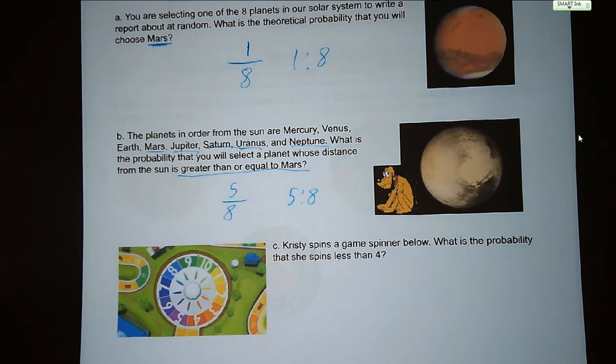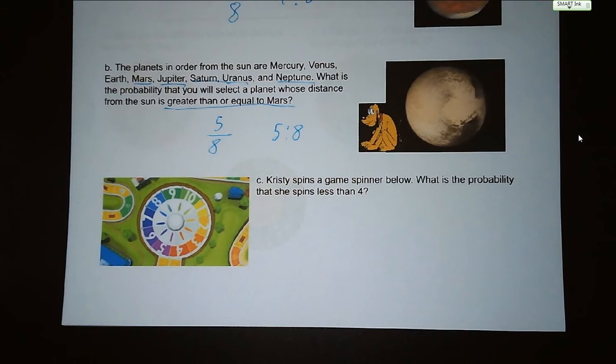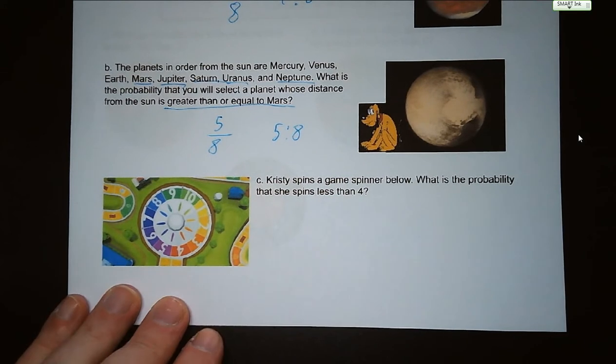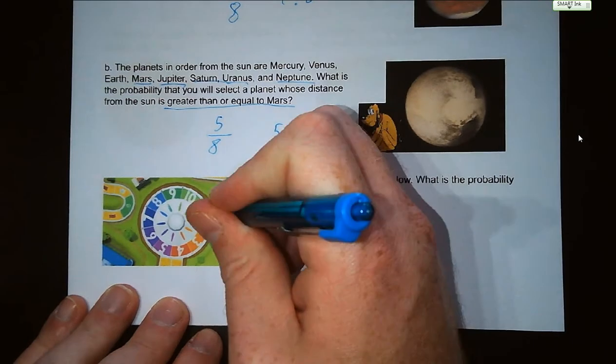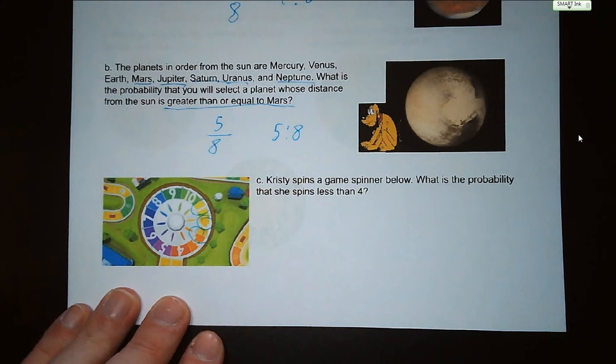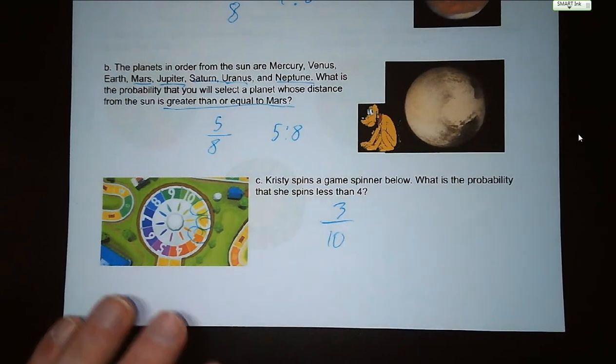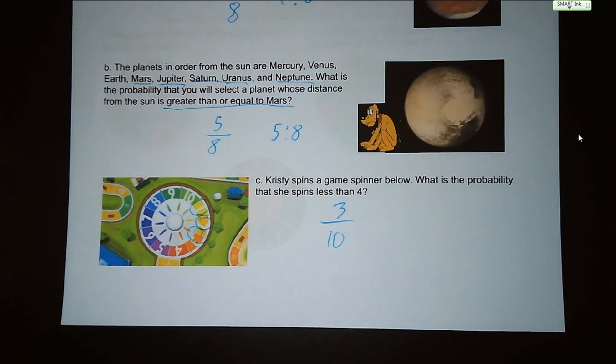Okay. So Christy spins the game spinner below. What is the probability that she spins less than a 4? Well, what numbers are less than 4? 1, 2, and 3 are all less than 4. So that's 3 favorable outcomes out of a total of 10 possible places that you could land in the game of life.